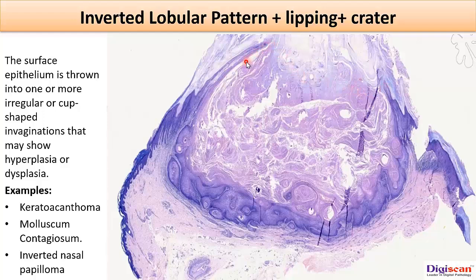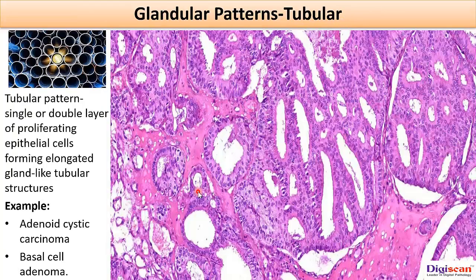So keratoacanthoma has lipping, has a crater which is filled with keratin, and inverted follicular epithelium, and this is the inverted lobular pattern of the tumor. Then glandular tumor patterns have been discussed in detail in another lecture. I will just go through that.